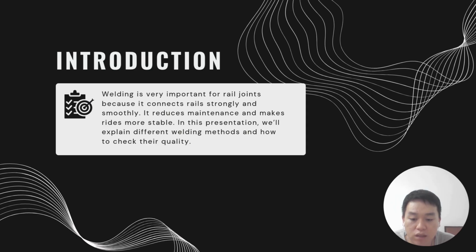For introduction, welding is very important for rail joints because it connects rail strongly and smoothly. It reduces maintenance and makes the ride more stable. In this presentation, we'll explain different welding methods and how to check their quality.